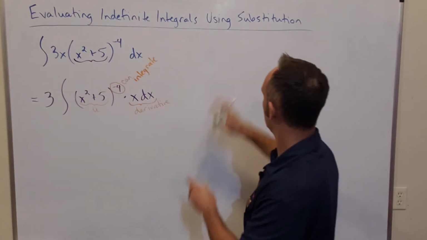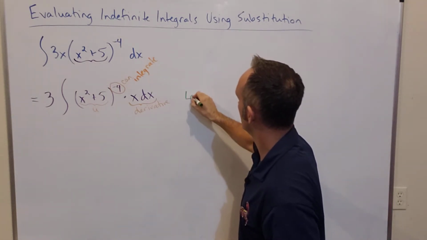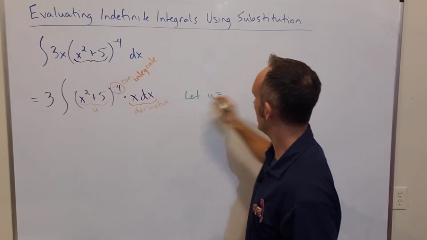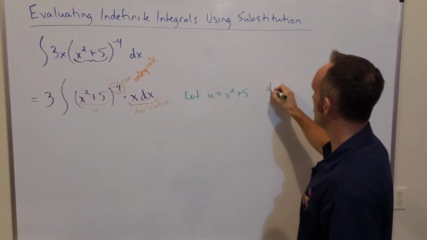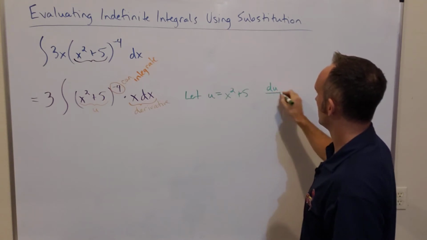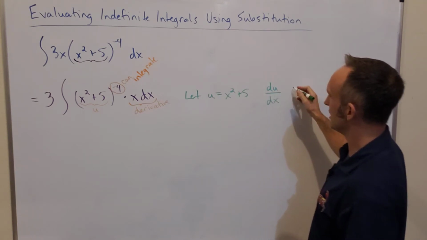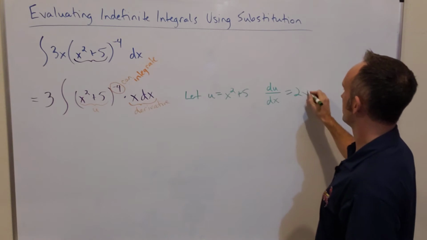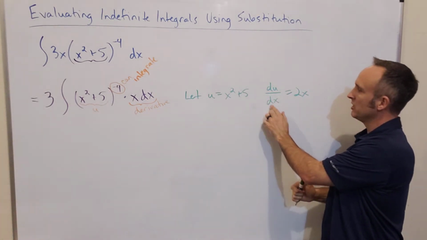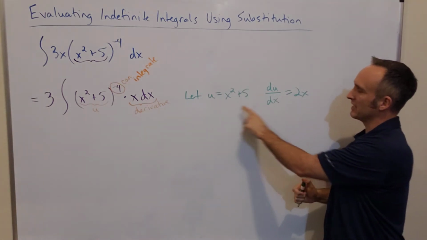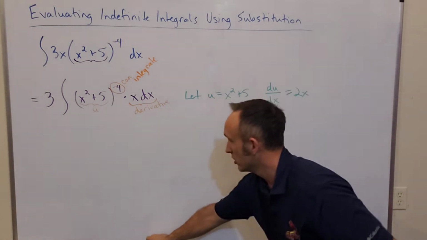So now I will let u equal the x squared plus 5, and then du dx equals 2x. Now you're going to get used to this to where eventually you're going to go ahead and multiply both sides by dx. So you think derivative of this, you're going to think du.